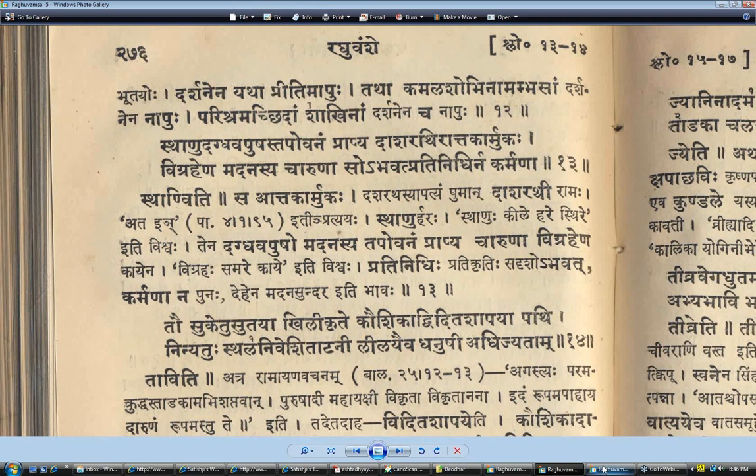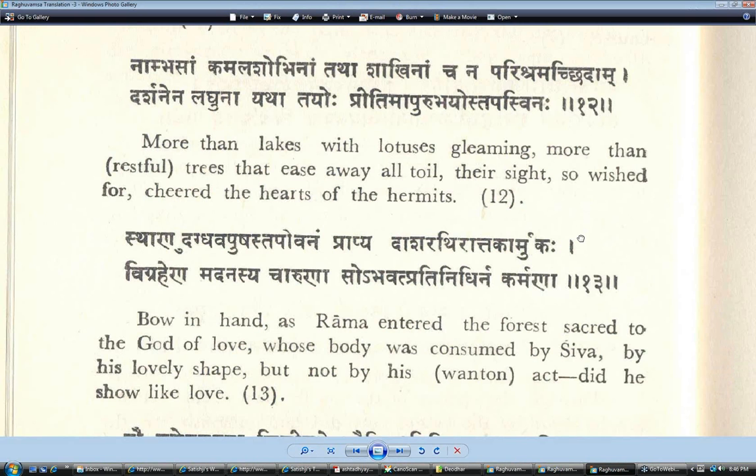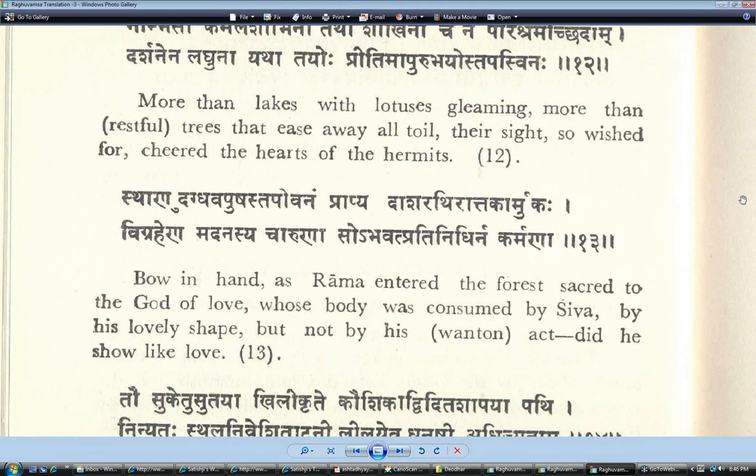Let us go to the translation. I think Venkat ji can help us out, right? Venkat, can you help us? Is he there? Venkat, are you there? Yes, Venkat ji. Okay. Can you help us? So, bow in hand. Okay. Bow in hand. Dhanurdhara. No.